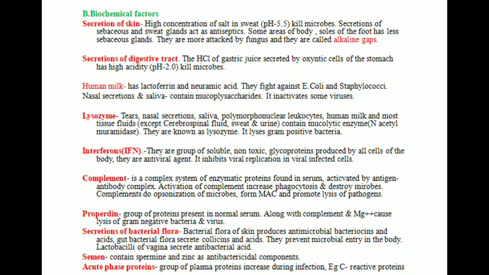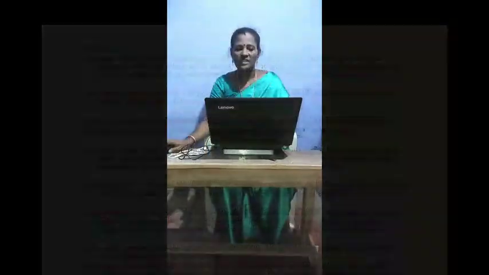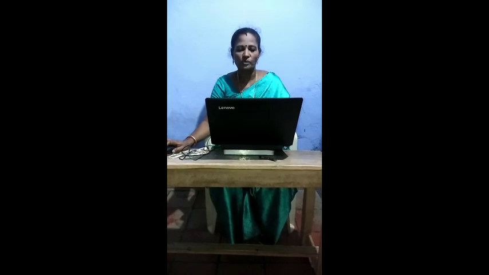Then secretions of bacterial flora. The bacterial flora of skin produce antimicrobial bacteriocins and acids. Gut bacterial flora secrete colicins and acids. They prevent microbial entry in the body. Then lactobacilli of vagina secrete antibacterial acid, and this acid protects the vagina. Then semen contains spermine and zinc as antibacterial components. Then acute phase proteins, they are a group of plasma proteins. They increase during any infection, for example, C-reactive protein. So these are the biochemical factors which are involved in innate immunity.